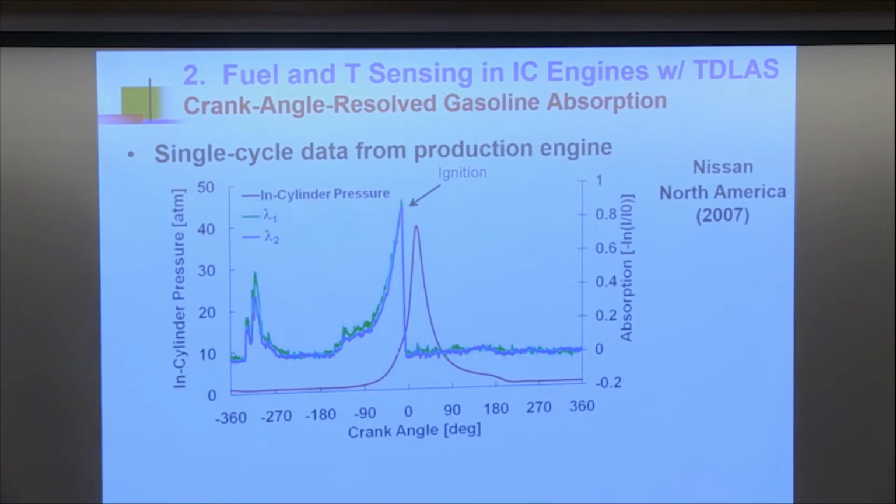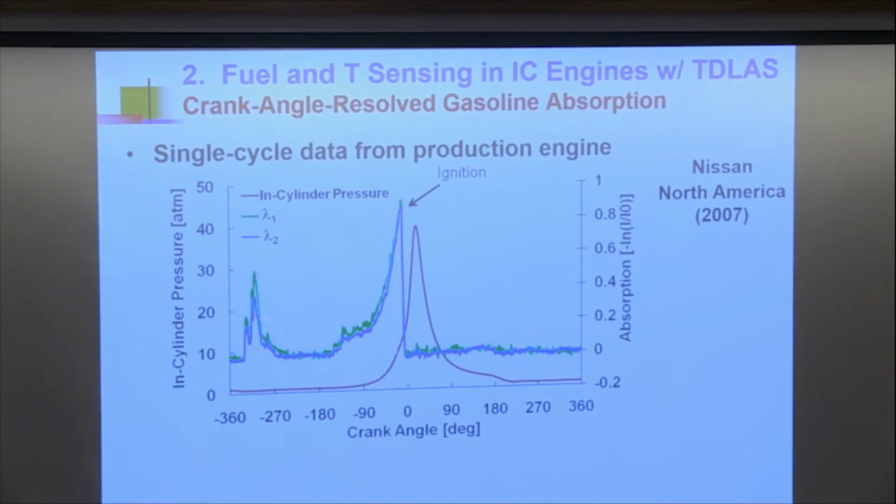So now I realized I left out some slides. So we have 2 colors, lambda 1, lambda 2, and so we're seeing now this is a single cycle. So you're seeing the absorption on this side, green and blue, purple, and then red's the pressure. And so you can see that they're actually fairly similar, but there were differences. There's an ignition point.